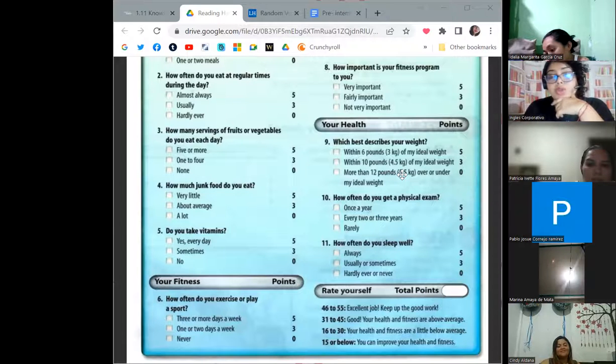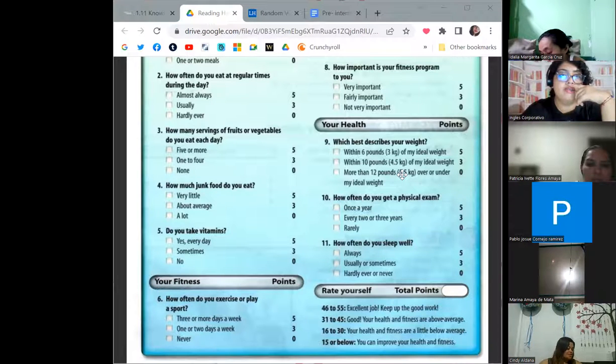Then we have 42, excellent, it is in the same. Good, your health and fitness are above average. Está siempre por encima del promedio. Next one, 33, in the same. Your health and fitness are above average. We have 21, your health and fitness are a little below average. Está un poco más bajo del promedio. No es algo malo, pero sí podría mejorar un poco.